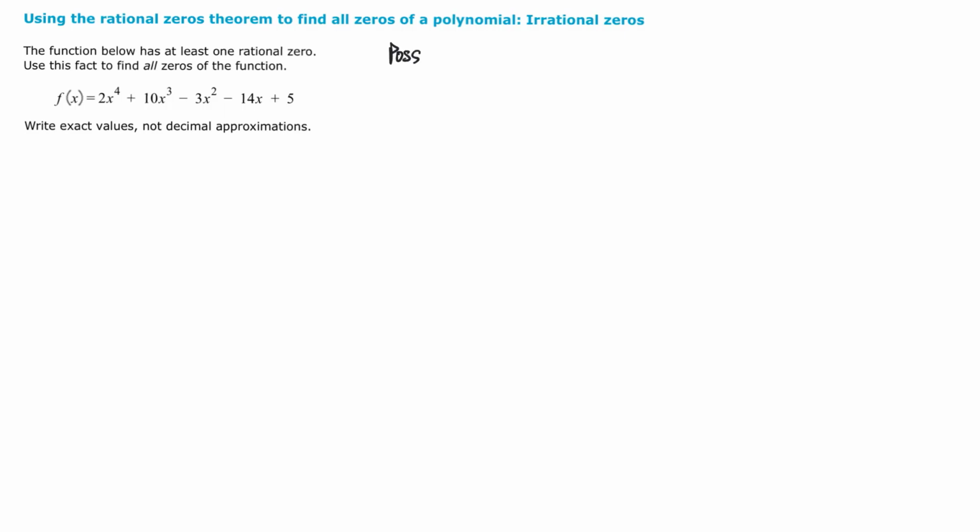We don't know, but the rational roots theorem just says possible rational roots would have the form plus or minus factors of 5 over plus or minus factors of 2. So what do these really look like?